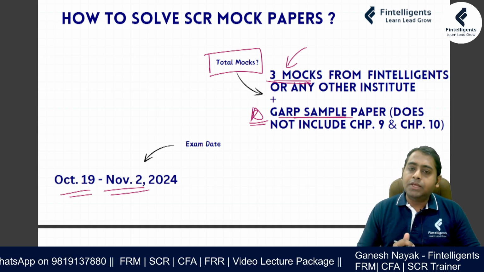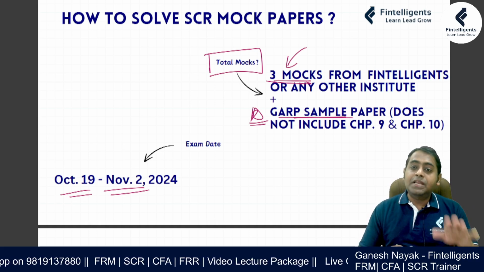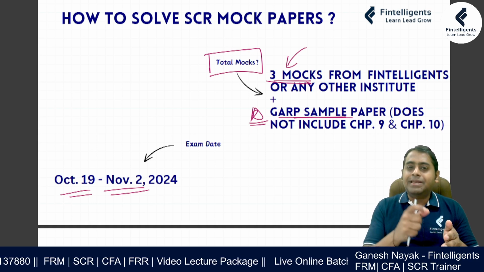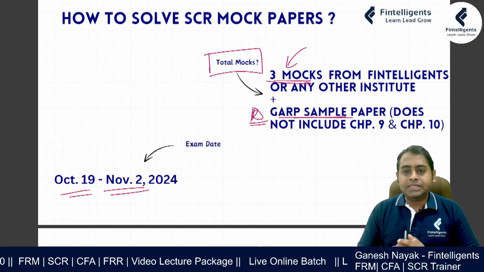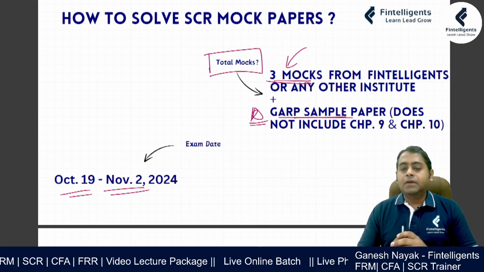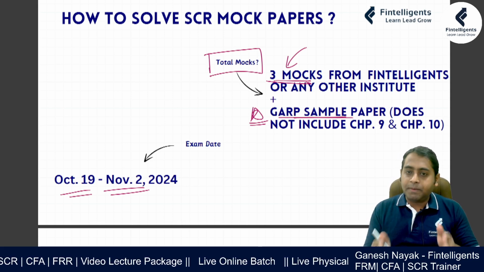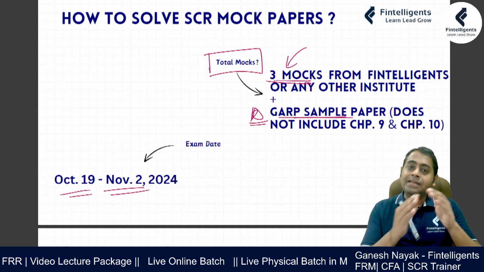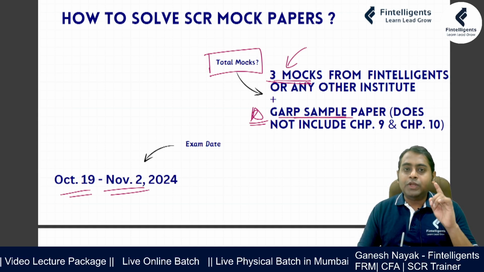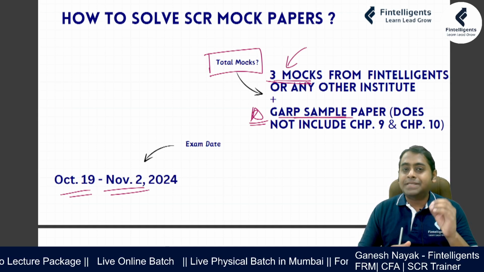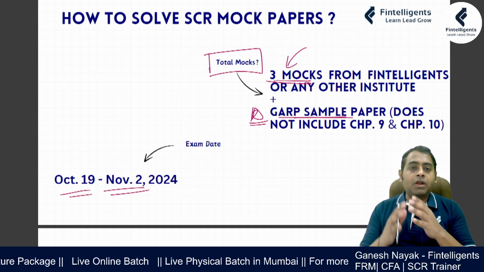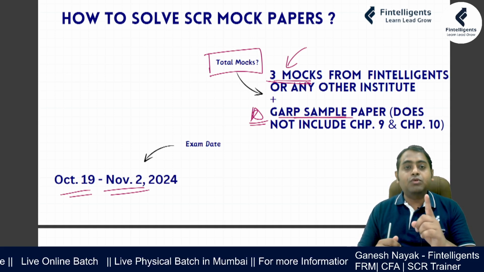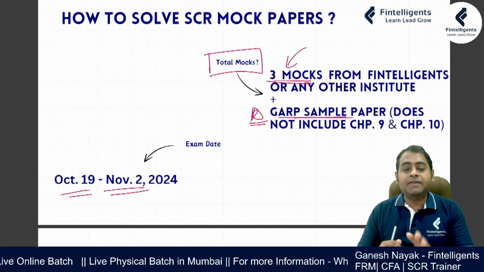Now, the idea here is that there has been a change in the October exam with respect to the curriculum, so chapter number 9 and 10 have been added. The GARP sample paper 2024 does not include chapter number 9 and 10 because it was released at the start of the year. So when you're solving the GARP sample paper, please be aware that chapter number 9 and 10 are not there. But you have to make sure that you solve that mock paper irrespective.